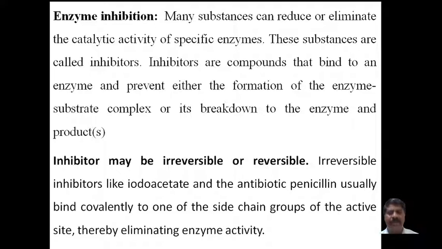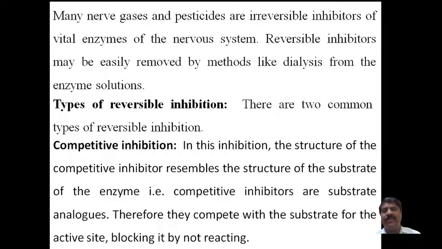When an inhibitor combines with a particular group, that group is no longer available and becomes inactive. Therefore, the activity of that enzyme is retarded or stopped. This takes place in both reversible and irreversible processes. Many nerve gases and pesticides are irreversible inhibitors of vital enzymes of the nervous system. Irreversible means the reaction cannot be reversed.